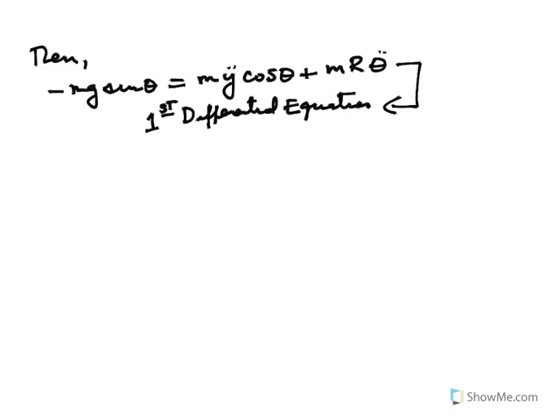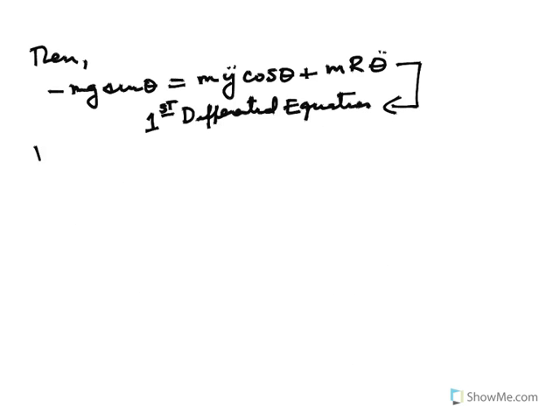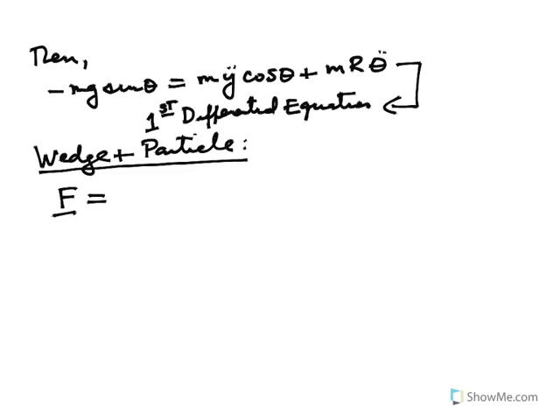Now, let's look at the second system. So we did the particle. Now we're going to do the wedge plus the particle. So what do we get when we do the wedge plus the particle? The force exerted on the system is equal to the mass of the system times the acceleration of the center of mass of the system, which is also equal to big M times the acceleration of big M in I plus little m times the acceleration of little m in I. Now, what's the force acting on the system?